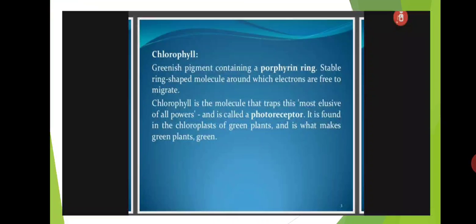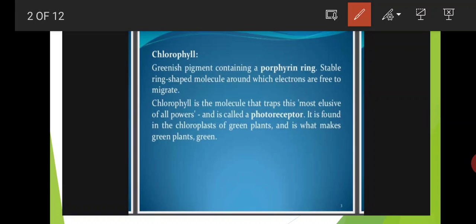Students, in the last class we completed hemoglobin, the structure and functions of hemoglobin. The next topic is chlorophyll, the structure and functions of chlorophyll. Hemoglobin is a red colored pigment, all of us know about that. But chlorophyll is the green colored pigment. Today's topic is chlorophyll.